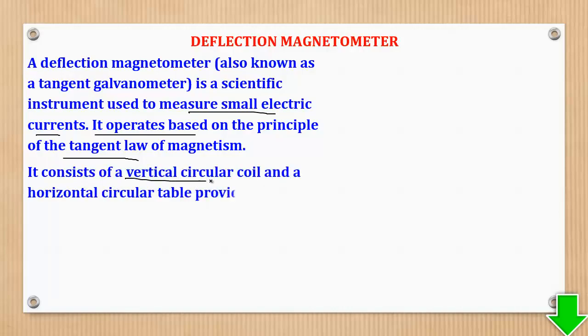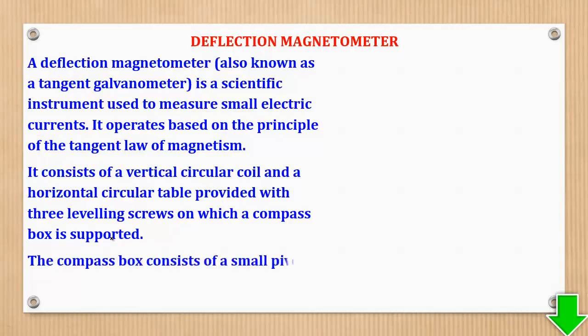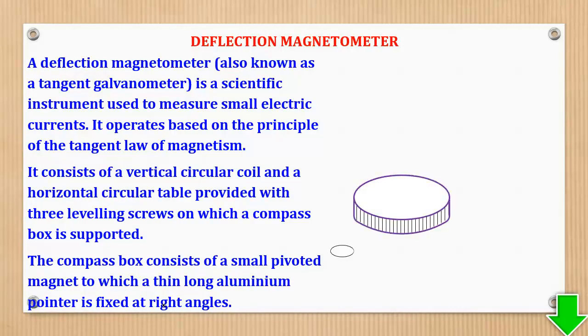So it consists of a vertical circular coil, and a horizontal circular table, pivoted with 3 leveling screws on which a compass box is supported. The compass box consists of a small pivoted magnet to which a thin long aluminum pointer is fixed at right angles. So let's begin with a circular base, and it has leveling screws to keep it leveled horizontally.